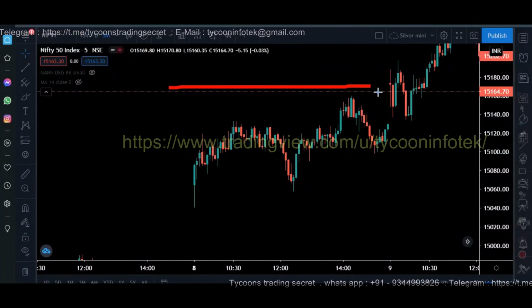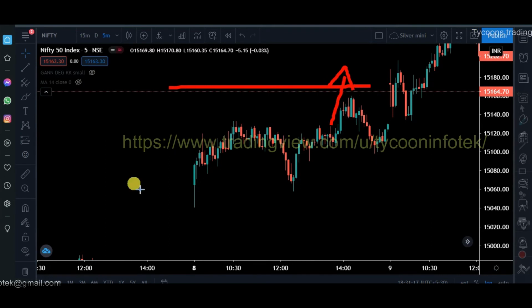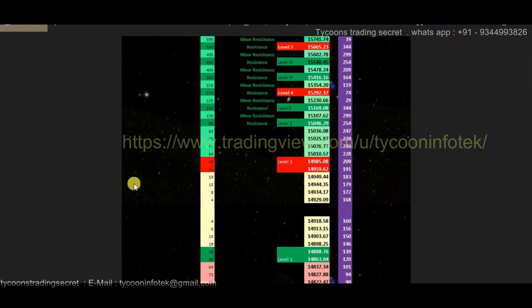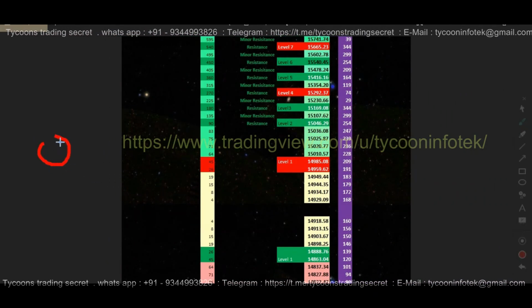15,169 is falling around this area. We need to buy only if the price breaks above this zone. We need to enter in the buy zone, or else there is no trade. So it's a neutral market. So we considered it a neutral market, so no loss or no profit on this day.